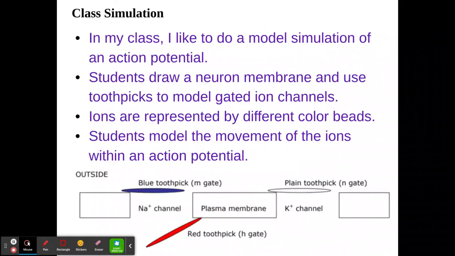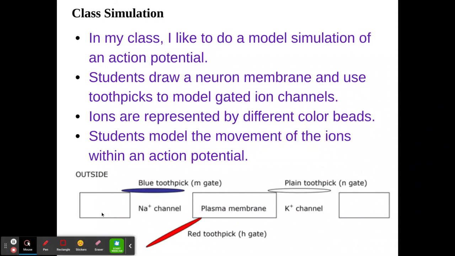Very important concept. All right, so what do I like to do in my class after we've talked about an action potential? We like to do a class simulation. A lot of students are visual, and actually doing the kinesthetic movements of these gated ion channels and the ions in front of them helps them to really ingrain that content. So I've drawn a really simple model here as to what they would be doing at their lab stations. They would draw this right on their tables. You can see a plasma membrane.